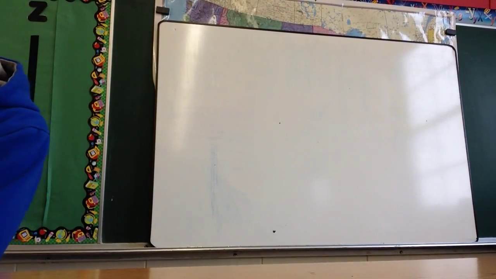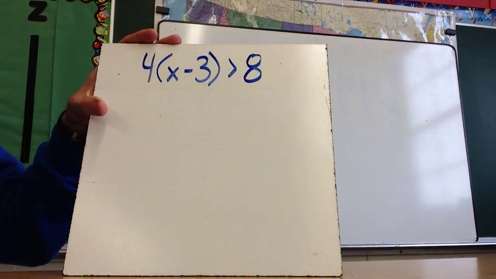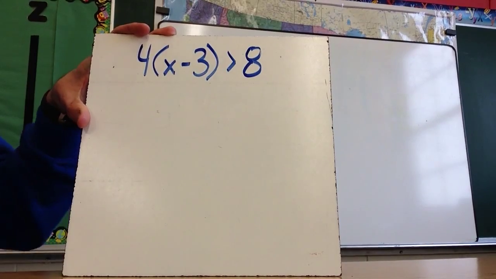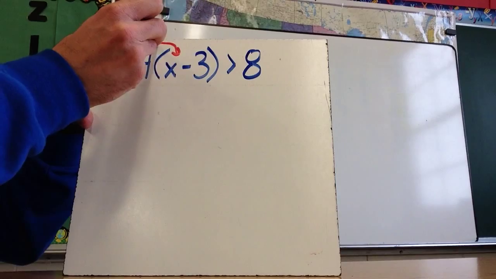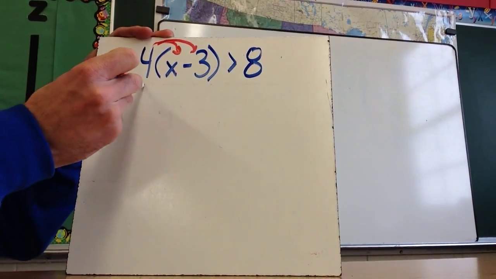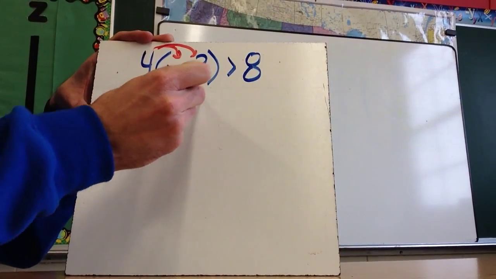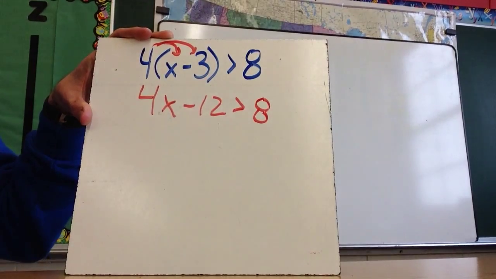All right, now if you want to solve a multi-step inequality, it's going to be the same idea. Keep in mind what we learned in our last lesson about when you should and should not flip this sign. The first thing I have to do is distribute. I'm going to multiply the 4 to both of the terms inside the parentheses. And this becomes 4x minus 12 is greater than 8.